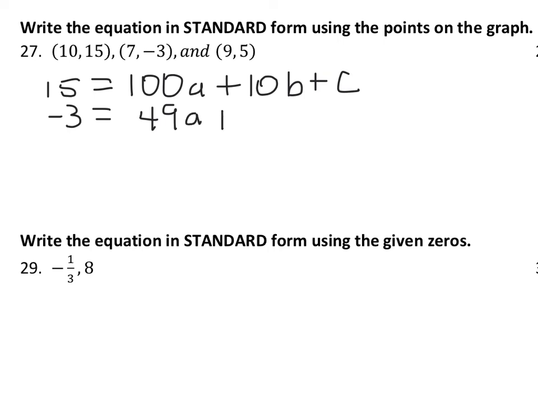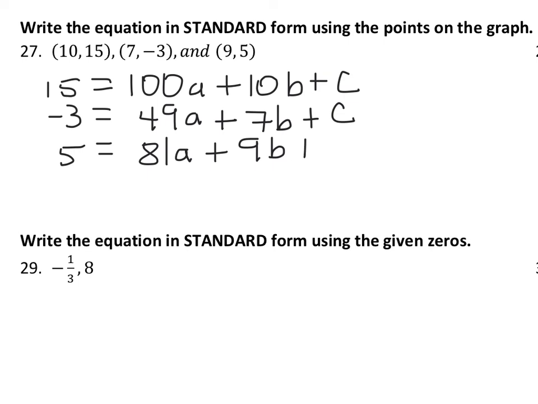Then I add my 7b plus c. The third point is going to be 5 equals, and then I'm going to square the 9 as 81a plus 9b plus c. Now I'm going to enter that into my calculator under solving matrices, which is under the algebra menu, and I'm going to solve for a, b, and c.